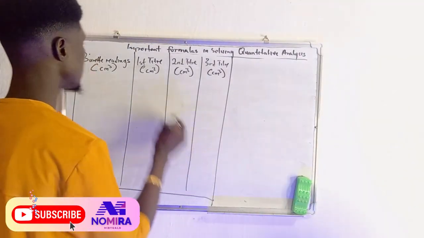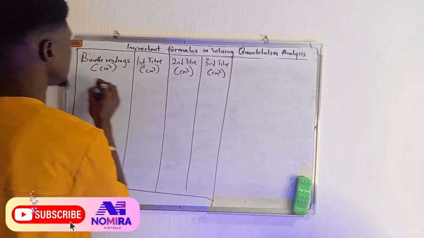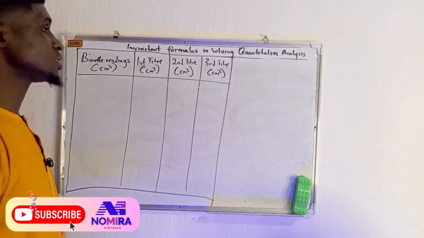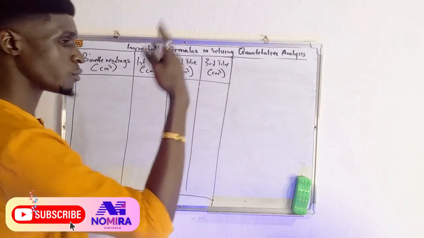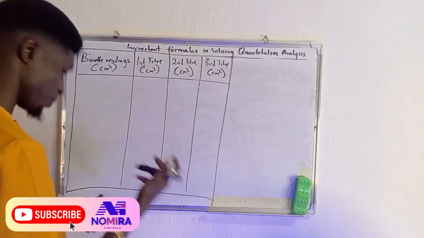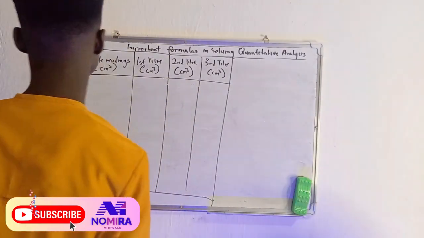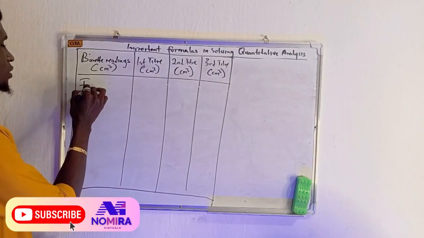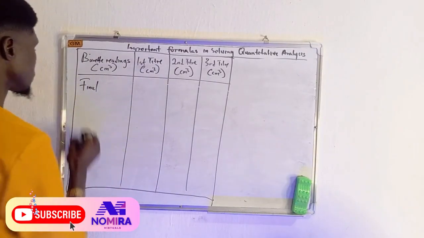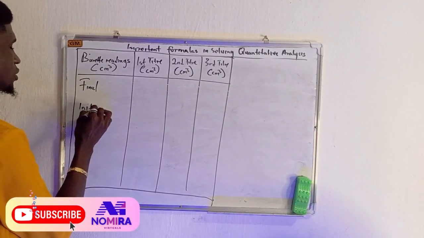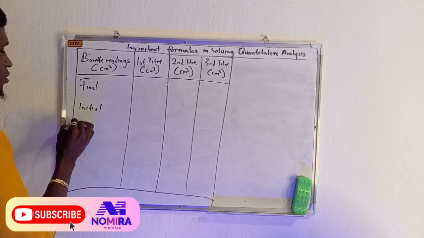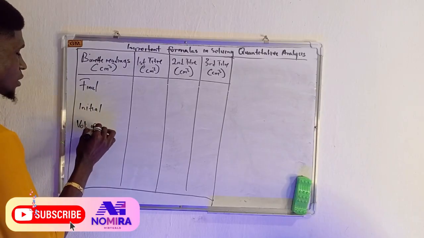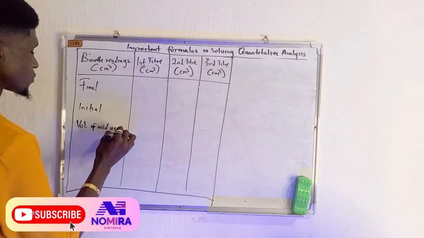You will have to stop in third titer. Okay, please make sure you don't use only 2 titers. The least is 3 titers. You can do 4, 5 and above, but the best is what? To use 3 titer values. So the next thing to do is what? To put your final reading. Your final reading followed by your what? Initial reading, and then lastly what? The volume of acid used. Volume of what? Acid used.